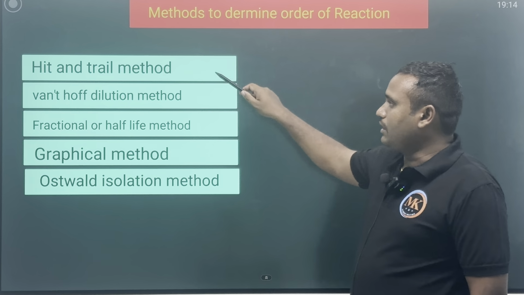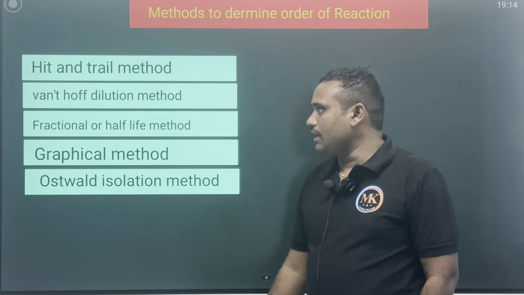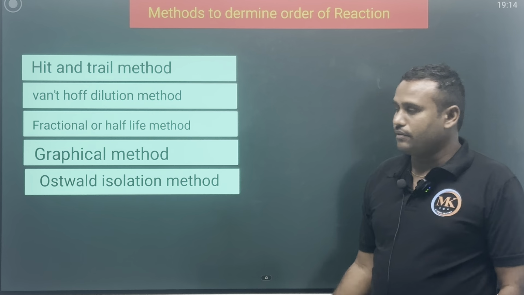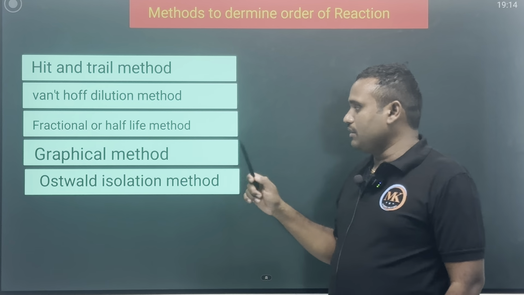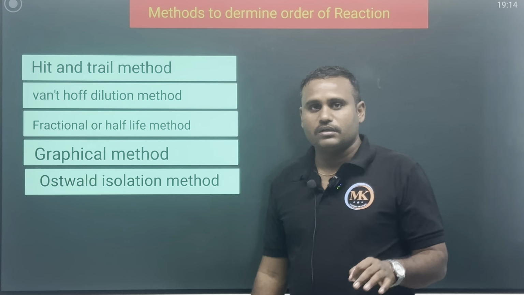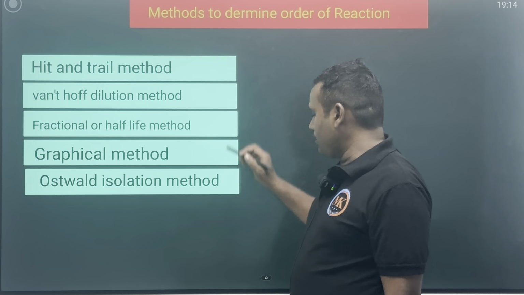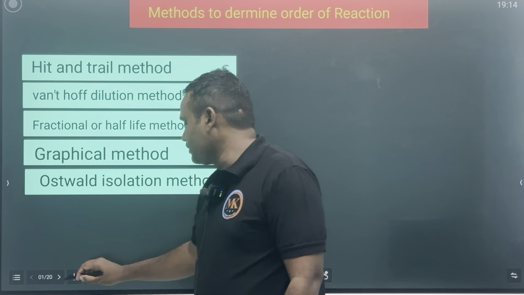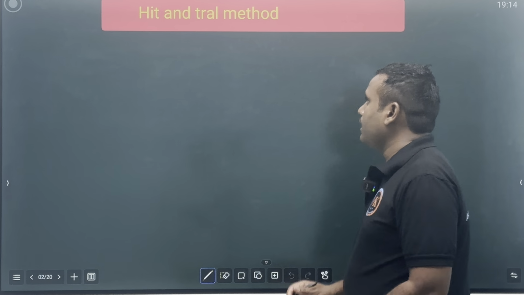So what are these methods? The first one is hit and trial method, then one half dilution method, fractional method, graphical method, and Ostwald isolation method. Now let us go through them one by one. The first one is hit and trial method.